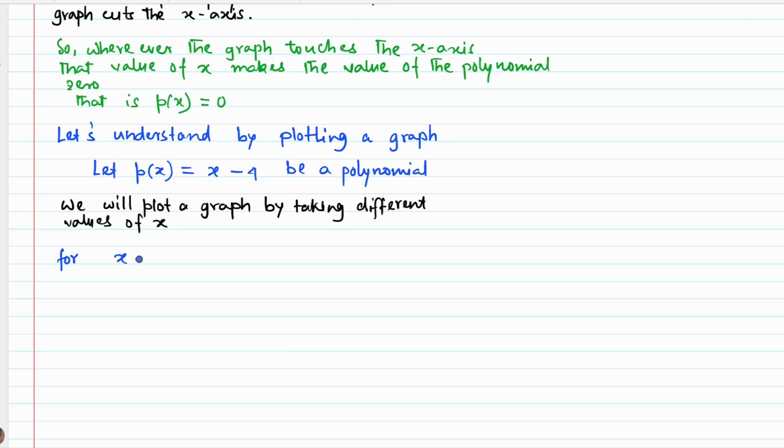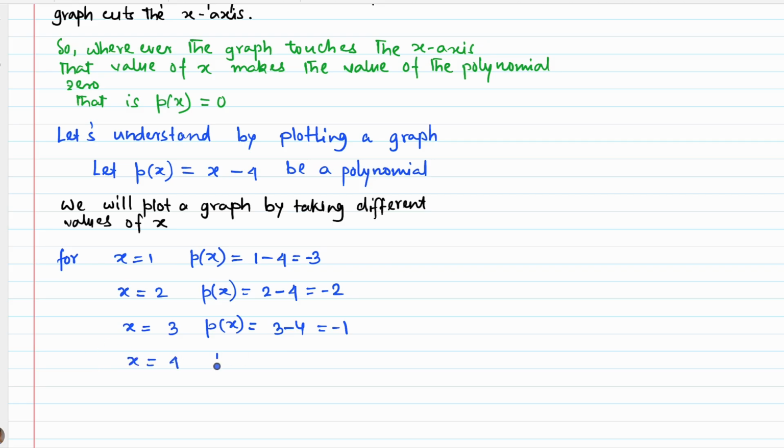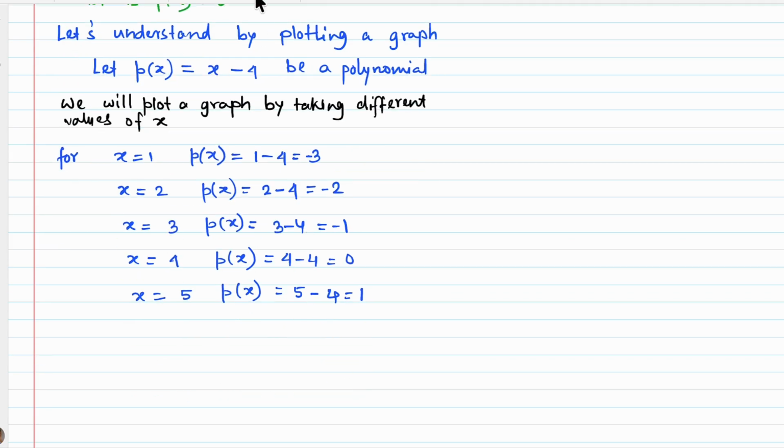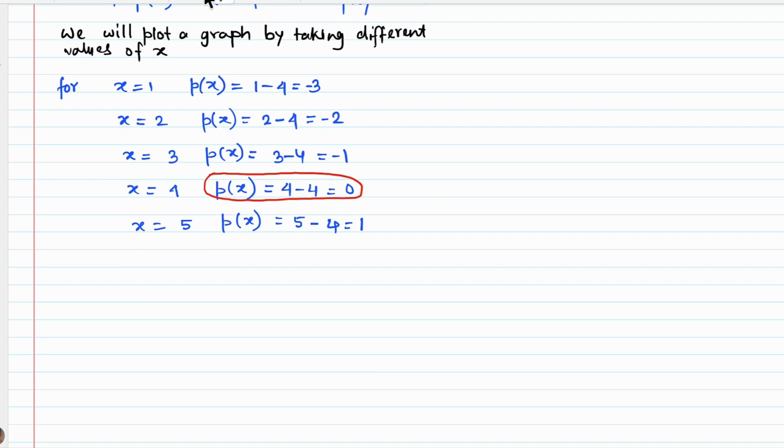So we plot a graph by taking different values of x. For x equal to 1, p(x) becomes 1 minus 4, which is minus 3. For x equal to 2, p(x) becomes 2 minus 4, which is equal to minus 2. For x equal to 3, p(x) becomes 3 minus 4, which is minus 1. For x equal to 4, p(x) becomes 4 minus 4, which is 0. And for x equal to 5, p(x) becomes 5 minus 4, which is equal to 1. So these are all the points, and we see that at x equal to 4, p(x) becomes equal to 0.